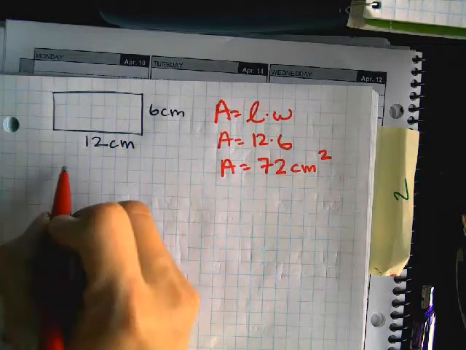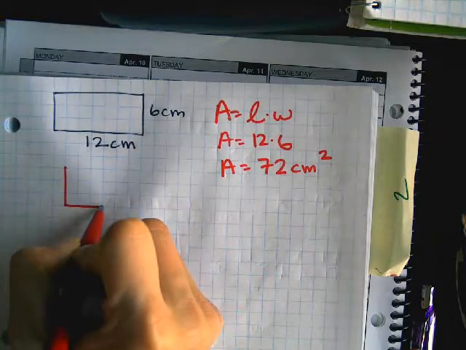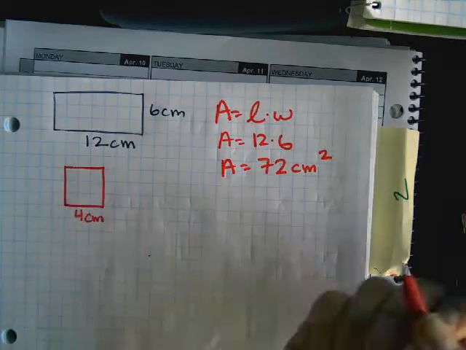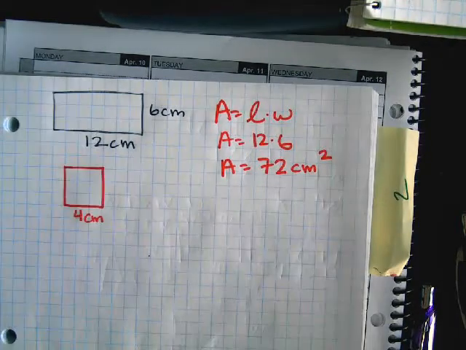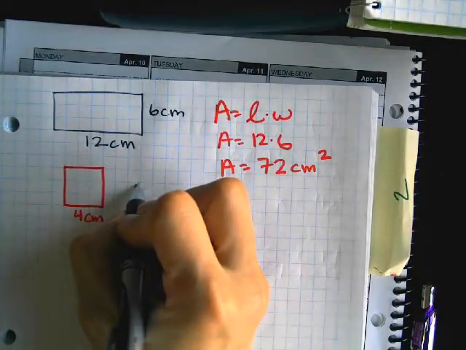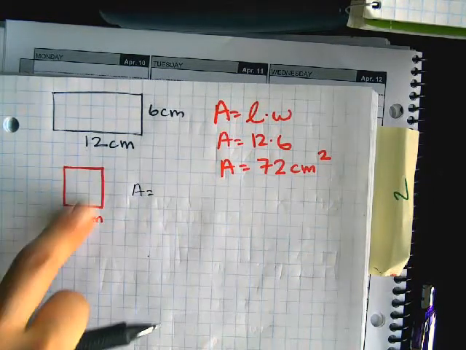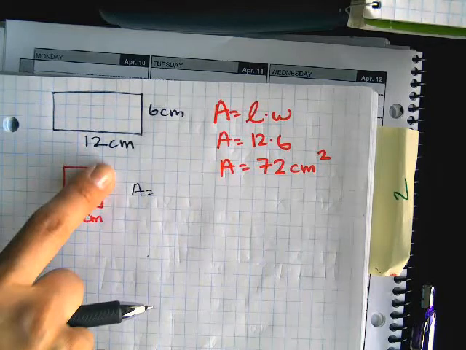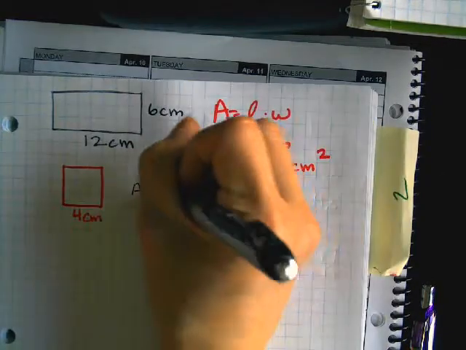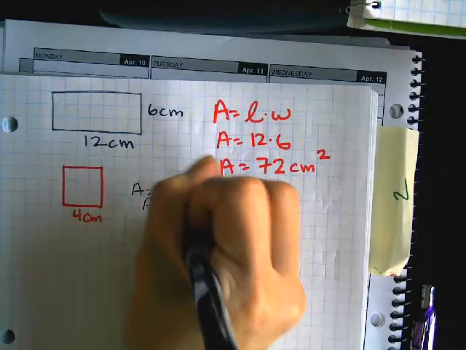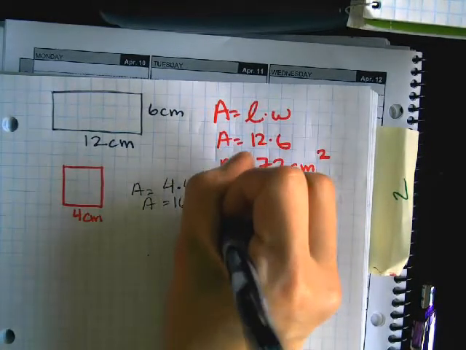Let's try a square. 4 centimeters. What's the area? Right. Do I need to tell you any other measurement? No, because a square has all equal sides, right? So area is 4 times 4. So area equals 16 centimeters squared.